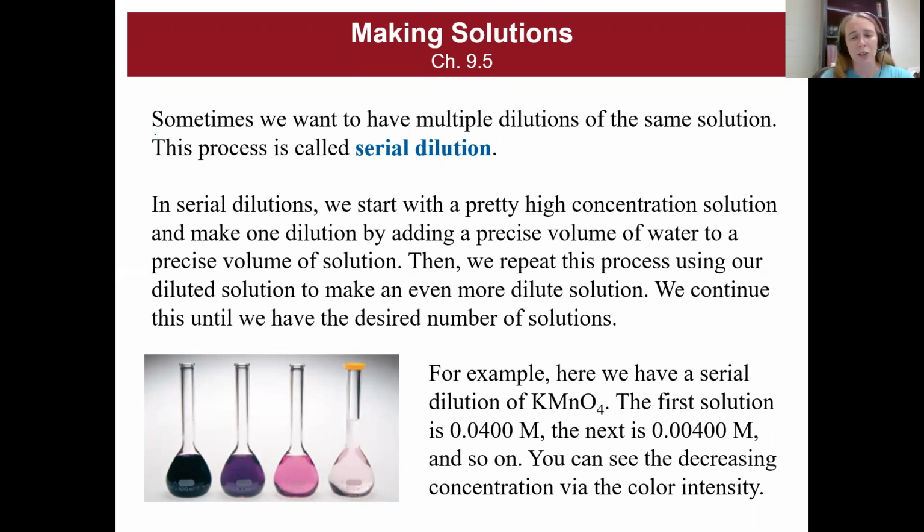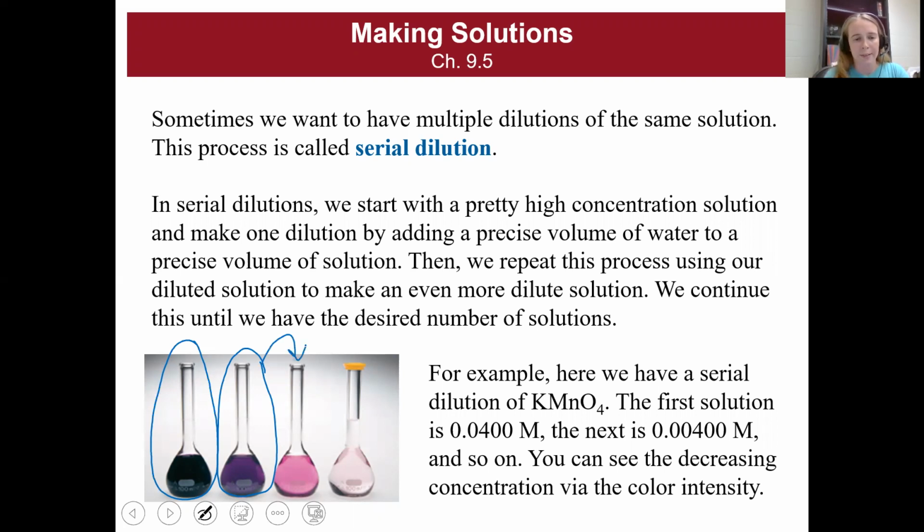But just to go off of this a little bit, the first solution here, this dark solution that's almost black looking, is 0.0400 molar. The next one is a tenth of that. So we diluted it by adding, say, 10 milliliters to our volumetric flask, and then adding 90 milliliters of water, so that we have 100 milliliters of solution with only 10 milliliters from the original solution, so that our new concentration is 0.00400 molar. And then the same thing was done for these other two dilutions.